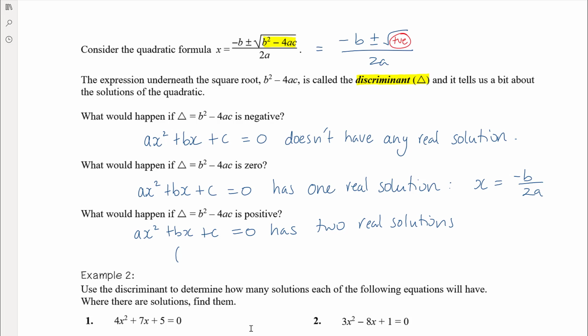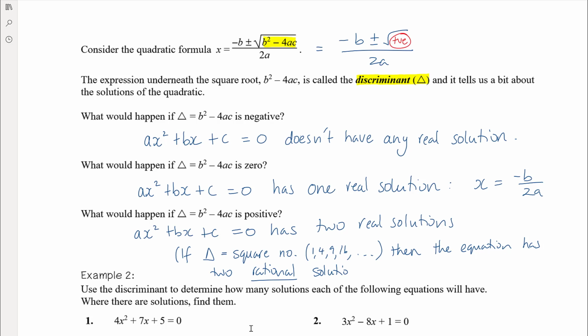The other thing to note is that if the discriminant is a square number, so that is 1, 4, 9, 16, etc., then the equation has two rational solutions. So not irrational. They won't involve surds. And you should have factorized. You shouldn't have got to this point. Have factorized to solve.